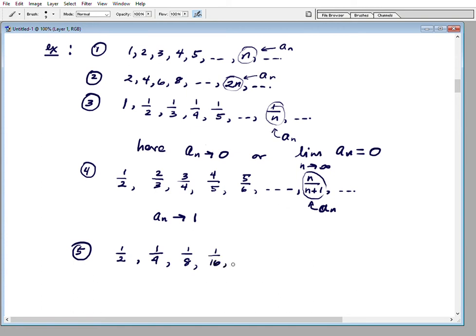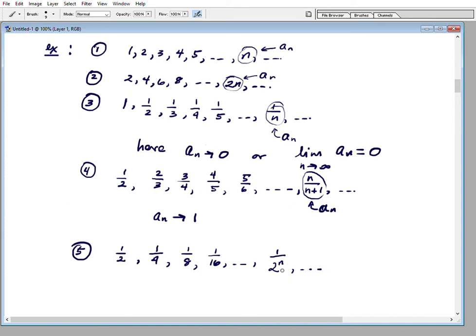What's the general term here? What's the pattern? Okay, I think you wrote n squared. I think you mixed those up. I think you meant put the 2 first, and that would be right. 2 to the n. Okay, right, like that.